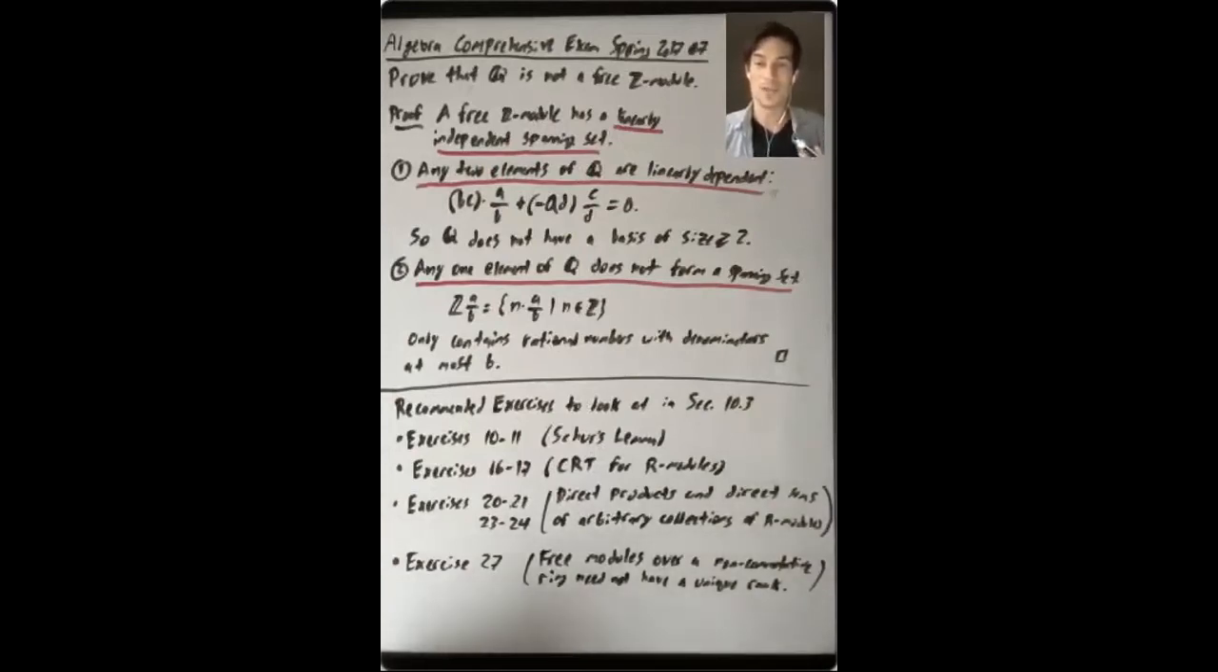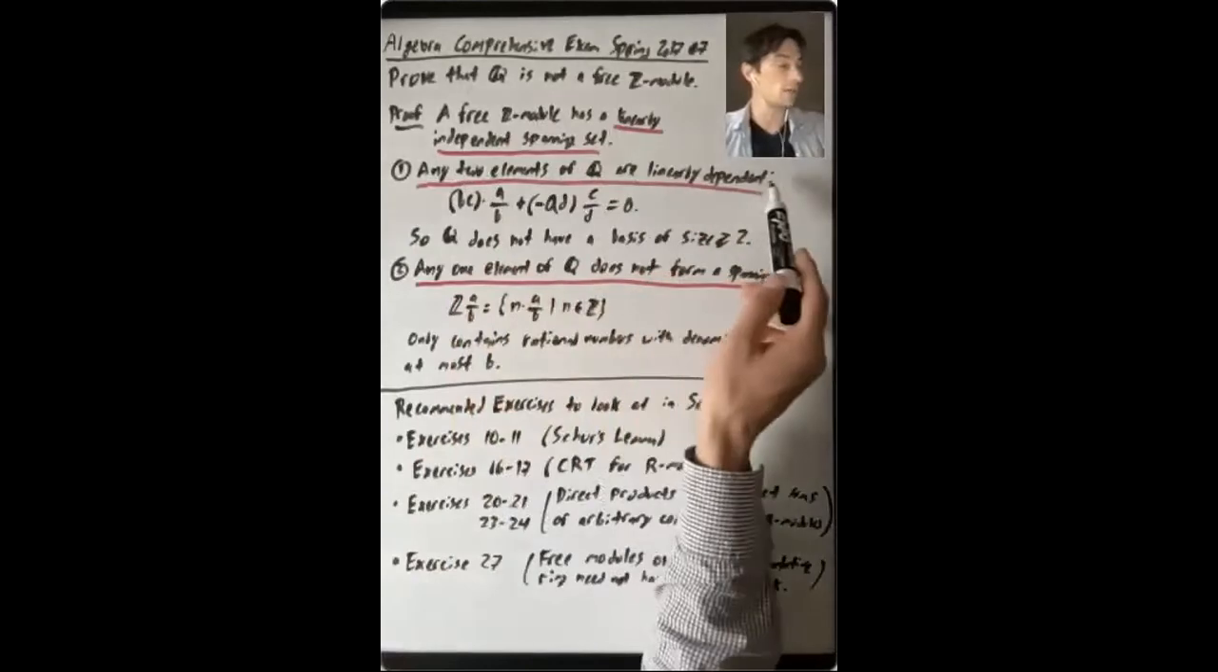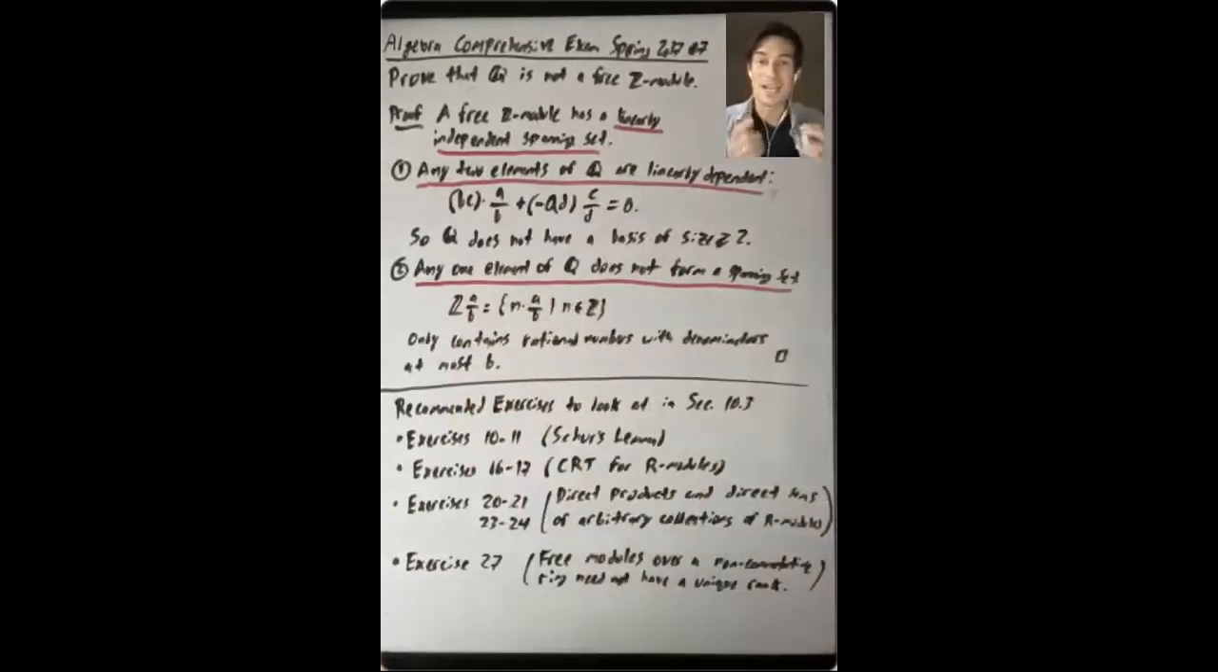So we're going to prove that Q doesn't have a Z basis by first showing that any two elements of Q are linearly dependent. So you just take two rational numbers, a/b and c/d.